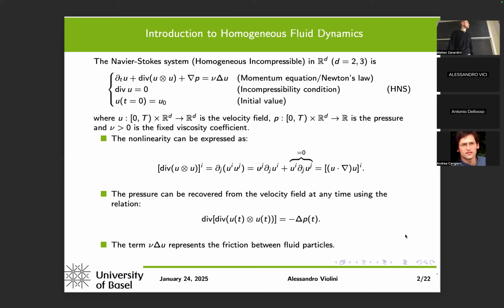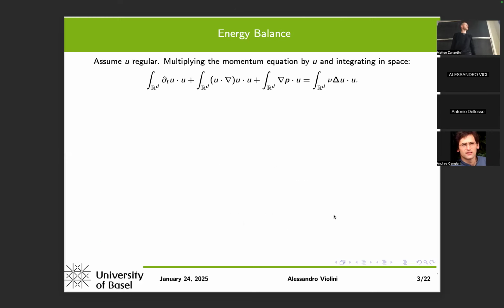The first computation you usually do with Navier-Stokes is to find the energy balance. With energy, I mean the L2 norm of the velocity squared. Since the density is constant, you can assume it's 1 because I'm modeling just one fluid. So how to get the energy balance? You pick Newton's law and you multiply it with u, the velocity field, and you integrate in R^d. So you get the following expression, which is quite clear.